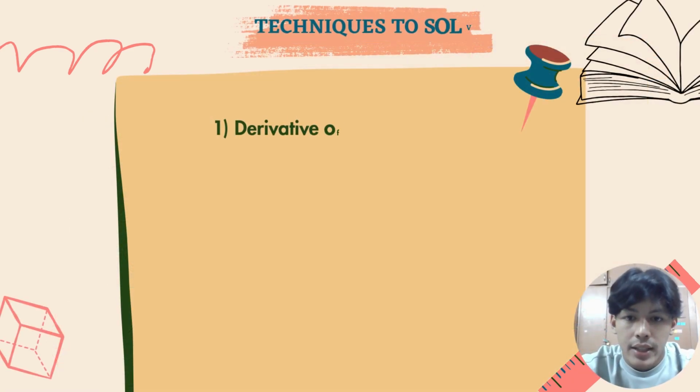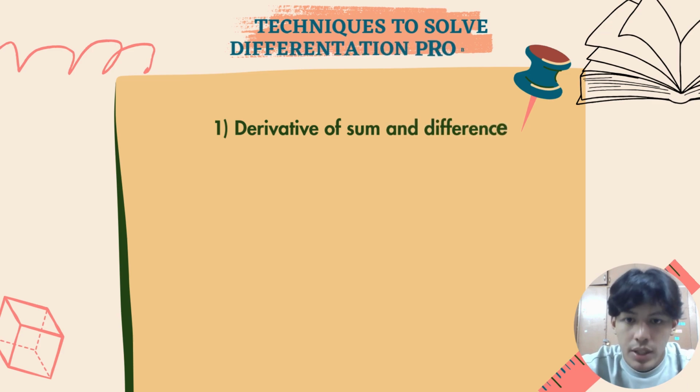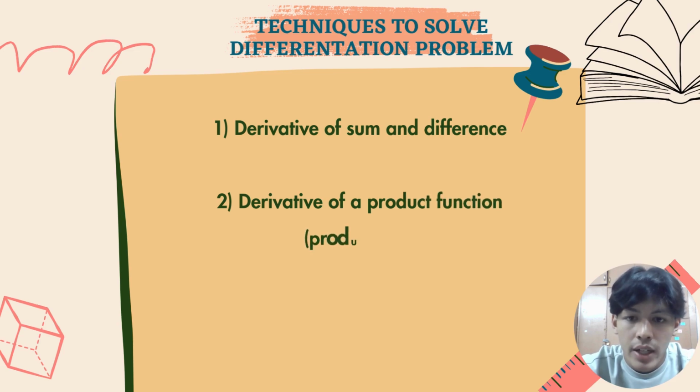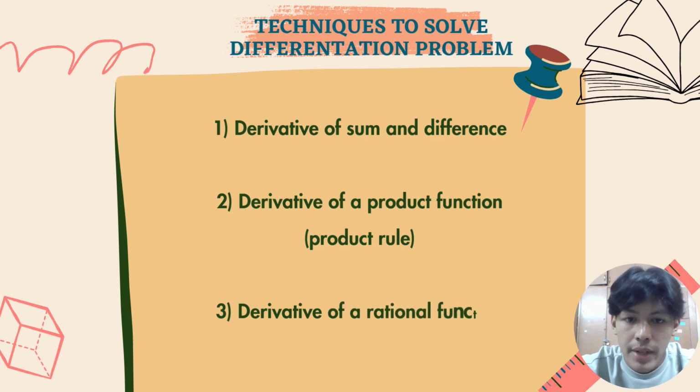So next, we jump into the techniques to solve differentiation problems. There are three techniques. The first one is derivative of sum and difference. The second is derivative of a product function, which is the product rule. And the third one is derivative of a rational function using the quotient rule.